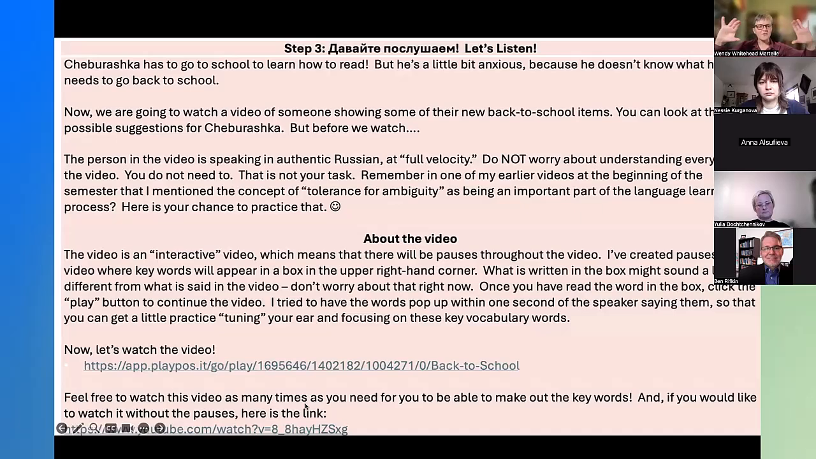Okay, this is a very, very busy slide, but essentially the idea here is that Cheburashka doesn't know how to read, so he has to go back to school, but he doesn't know what he needs to go back to school. He's a little bit anxious about that. So now let's watch someone who is going to show off some of their back to school items, and you could look at these as possible suggestions for Cheburashka.